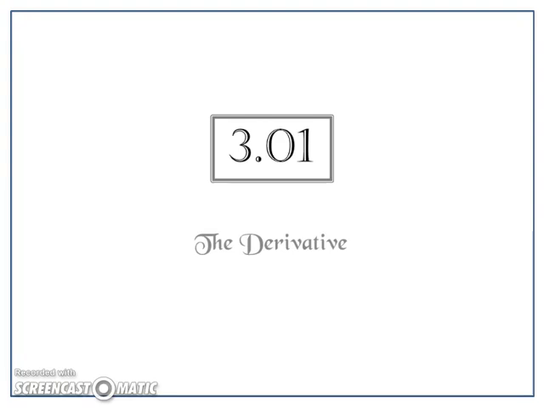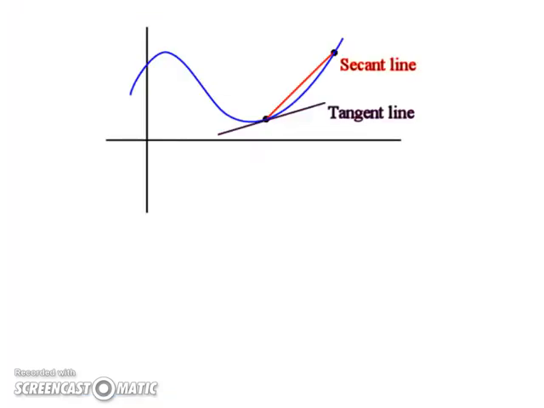In chapter 3, we're going to spend a lot of time talking about the derivative. What you've been doing in your algebra classes prior to calculus is learning about the slope of a secant line, which is between 2 points. And that's the slope formula, also known as the average rate of change and also average velocity.